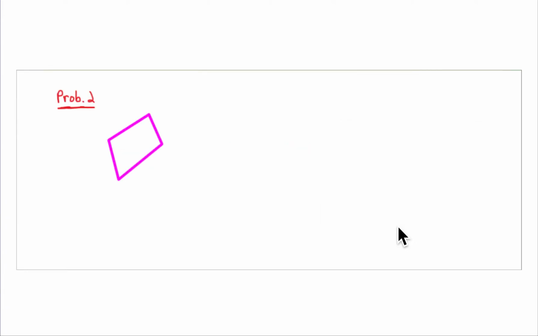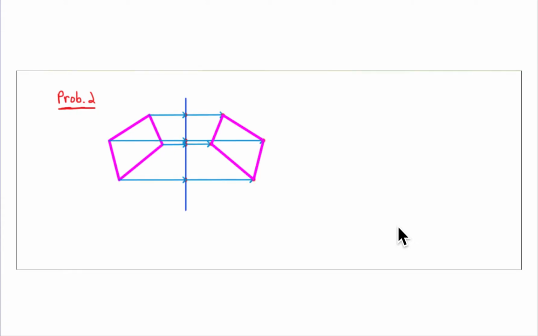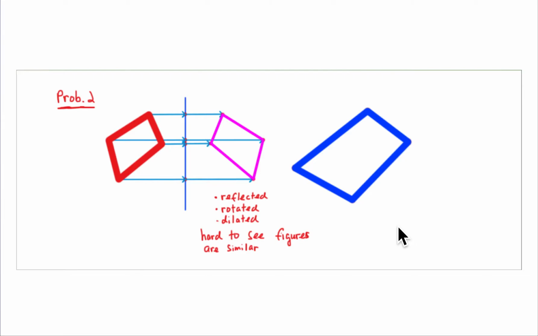Number 2 and 3, I really had trouble with these problems. Number 2 says, draw 2 polygons that are similar but could be mistaken for not being similar, and explain why they are similar. I just had trouble doing it. So I decided, well, I'll do a reflection, and then a little rotation, and then maybe dilate it a little bit. If I reverse those, I'll get back to the original, and they are similar figures. Does this look like it's similar to this figure?